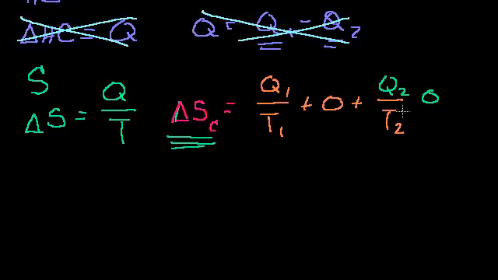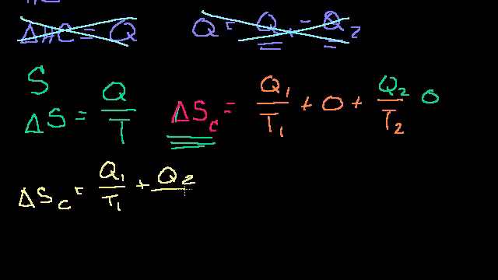So let's figure out what this value is, our change in our mystical new candidate state variable, S, as we go around the Carnot cycle. It is equal to Q1 over T1 plus Q2 over T2. Well, we'll see Q2 is negative. So what is Q1?